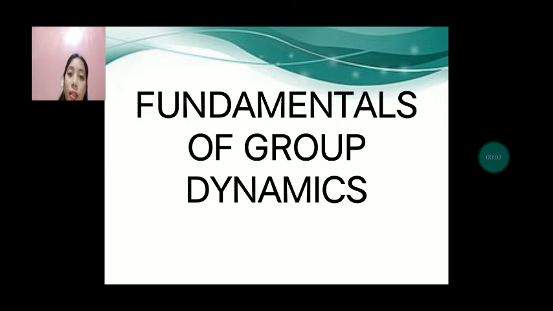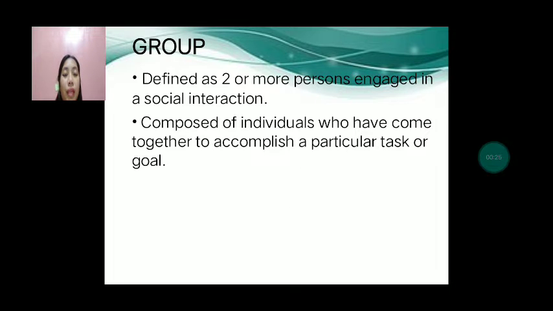So, our topic for today is all about the fundamentals of group dynamics. When we talk about the fundamentals of group dynamics, it talks about the importance of group dynamics, and we were about to discuss the components of a group and the meaning of a group. A group is defined as two or more persons engaged in a social interaction or in a conversation, which is considered very common to us, and we all know what a group is.